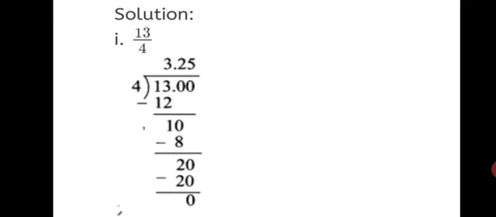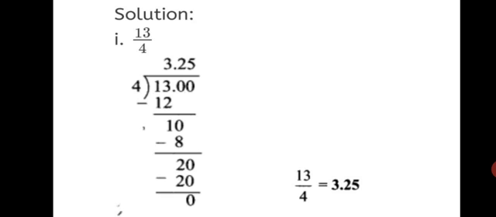Now you start. Take a 0 down. 4 2s are 8. From 10 you subtract 8, you get 2. Now bring another 0 down. 4 5s are 20. And subtracting 20 from 20, you get remainder 0. So which type of decimal is this? This is terminating decimal form where the remainder is 0. So your final answer is 13/4 is equal to 3.25.